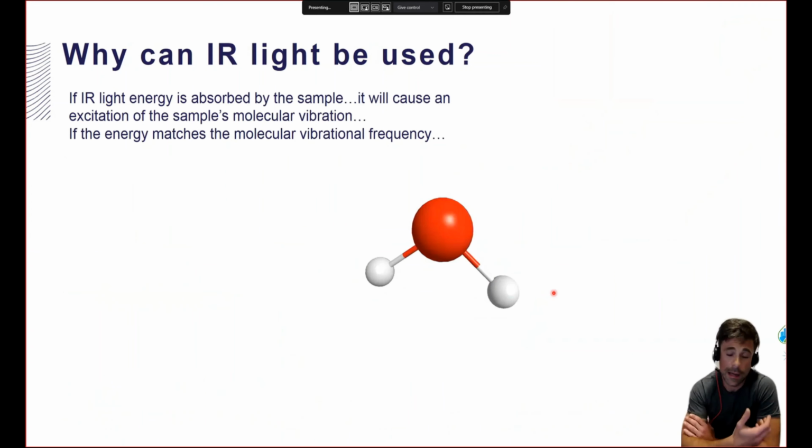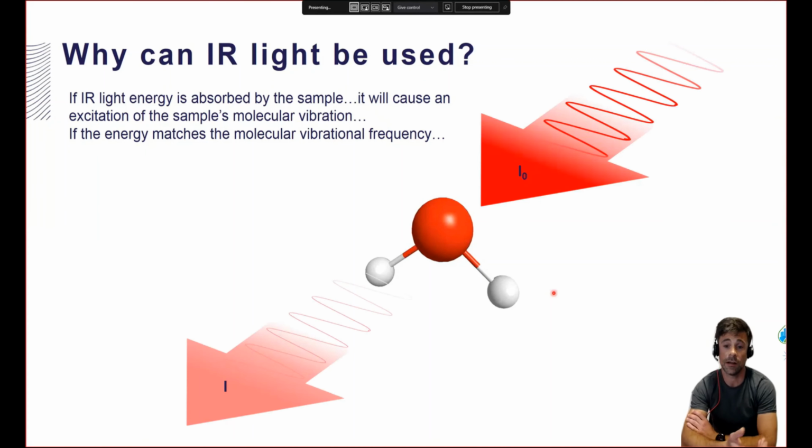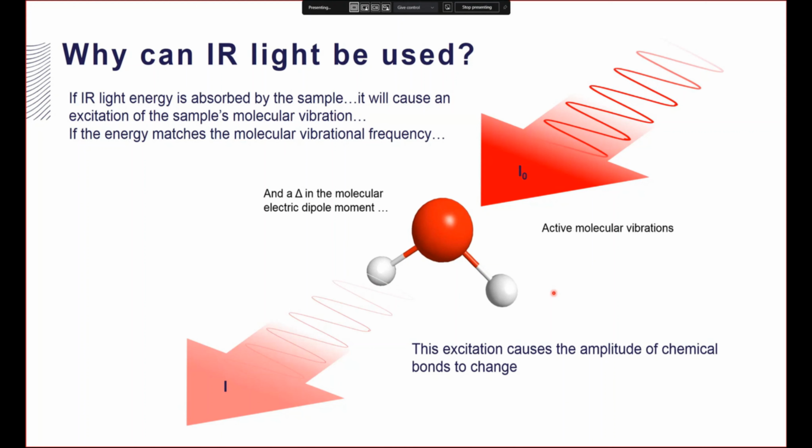So why can we use infrared light for chemical identification? If the infrared light is irradiating a sample, and the sample is made of molecules, this radiation can be absorbed, and it can cause an excitation of the sample's molecular vibration. If the energy of this incident light matches the vibrational frequencies of the molecule, and there is a change in the molecular electric dipole moment, this excitation causes the amplitude of the chemical bonds to change and causes active molecular vibration.